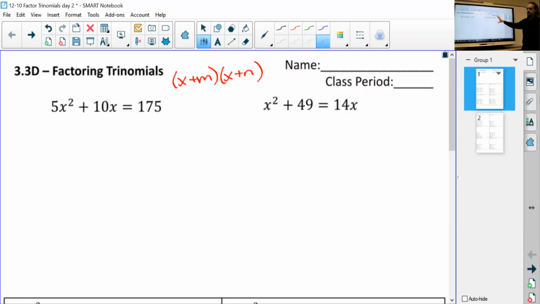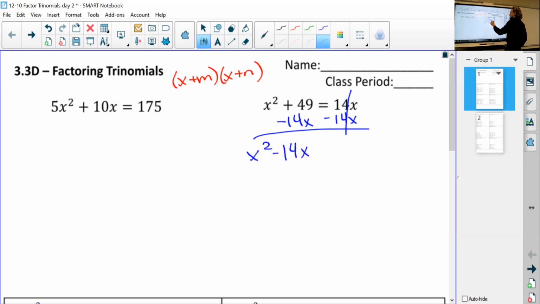Anytime we want to factor trinomials, we want to push everything to one side. So if this is the case, I want to move everything over. I want to get rid of this 14x on the right side, so I'm just going to do minus 14x. These will cancel out. Notice we don't have any just x terms here, so I'm just going to write all of this out: x squared minus 14x plus 49.